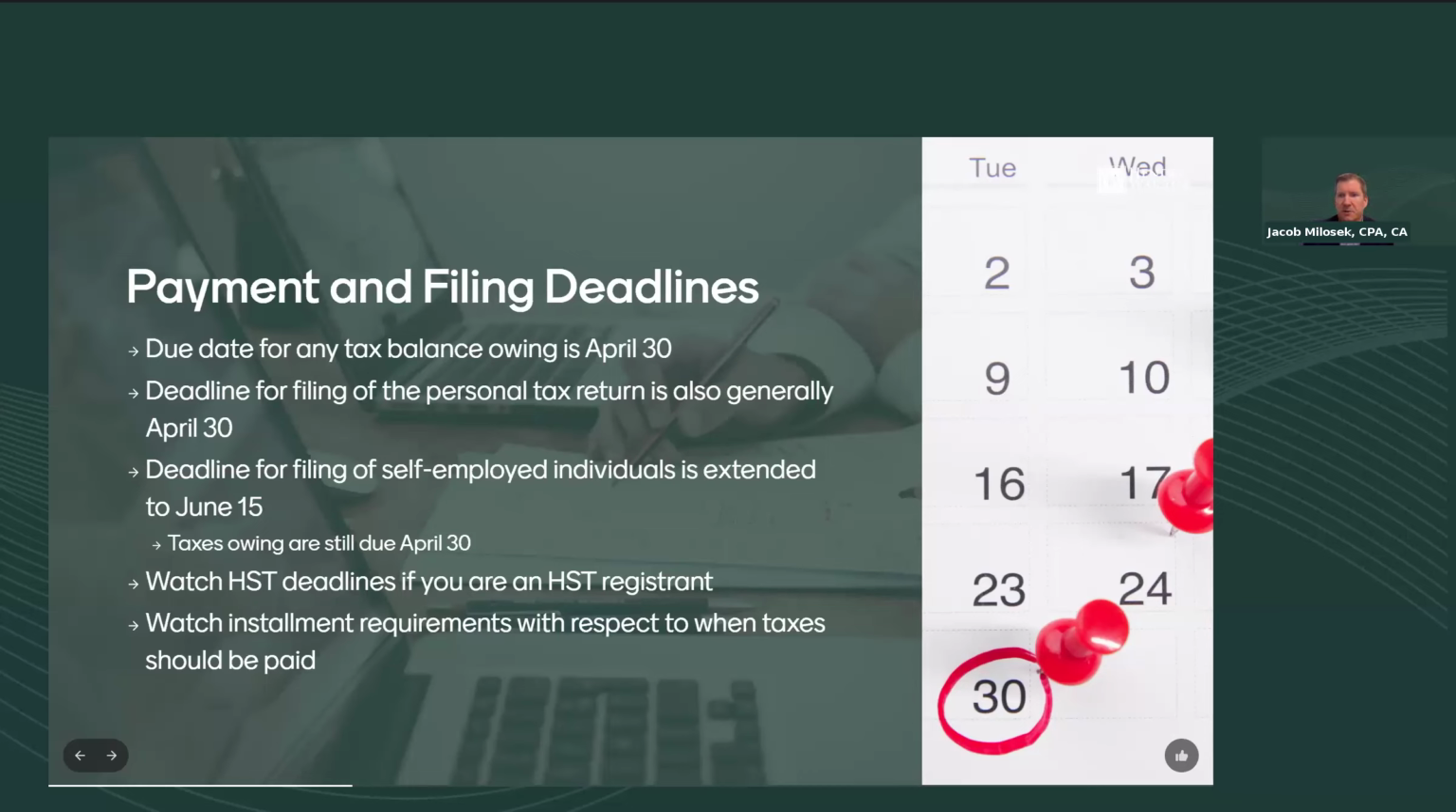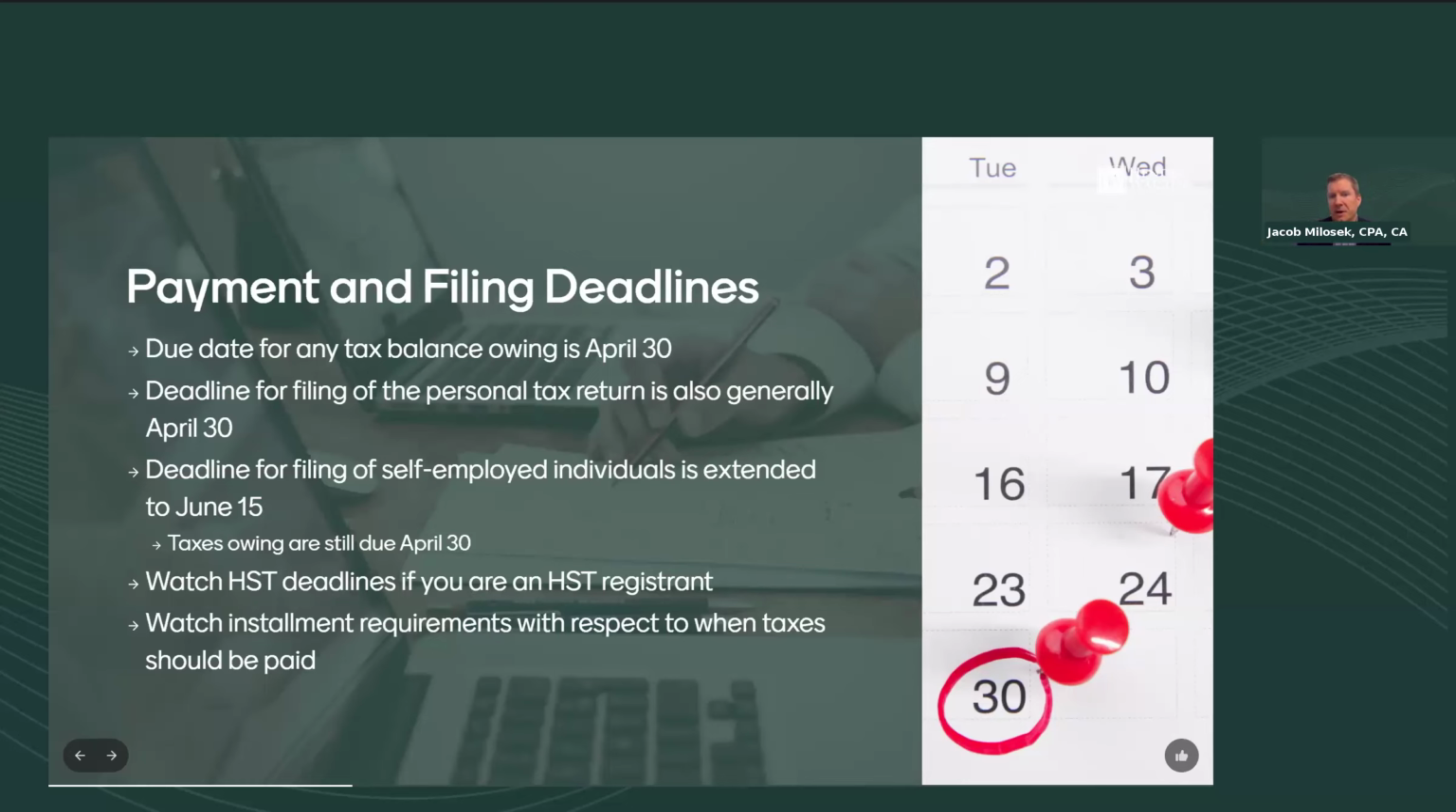And so you might sit there and say, well, if I'm self-employed, how do I know what to pay on April 30th if I'm not going to file my return until June 15th? And the short answer is that for a lot of our clients, whether they're self-employed or not, we try and get the return done by April 30th if we can, because then you can file and pay any taxes on time.